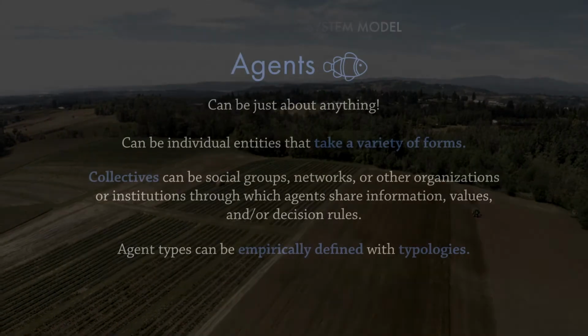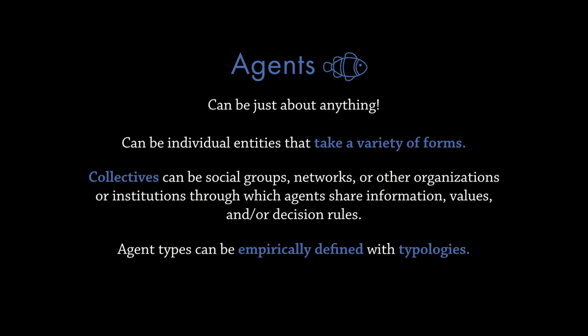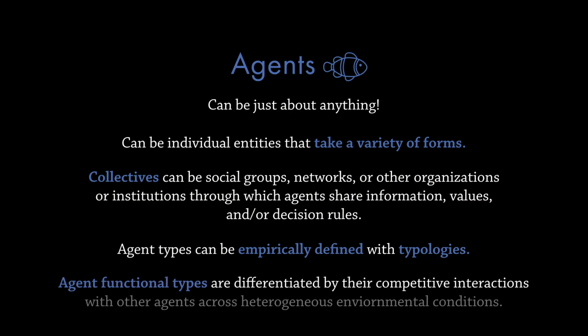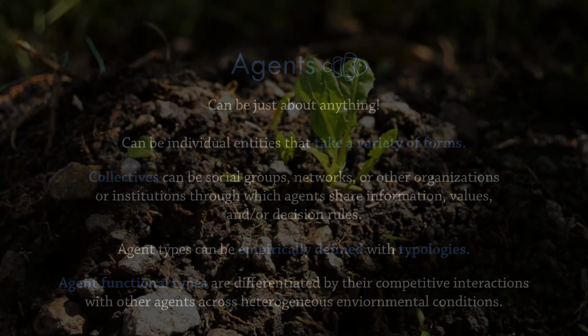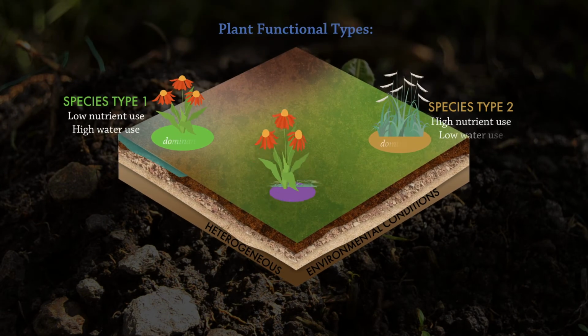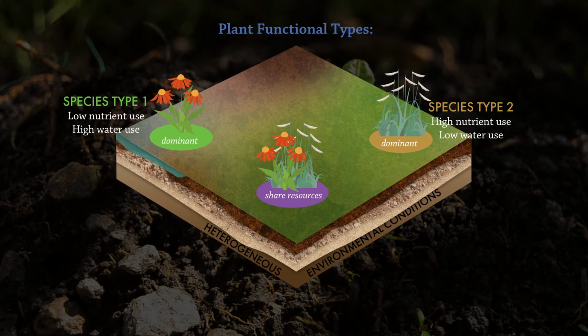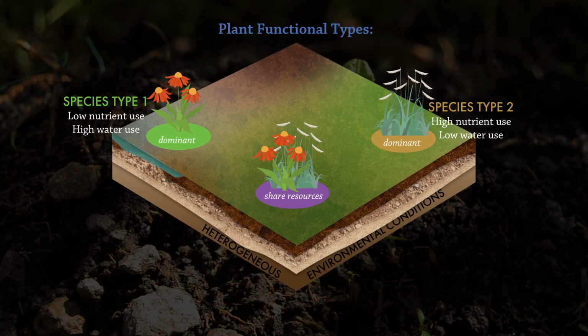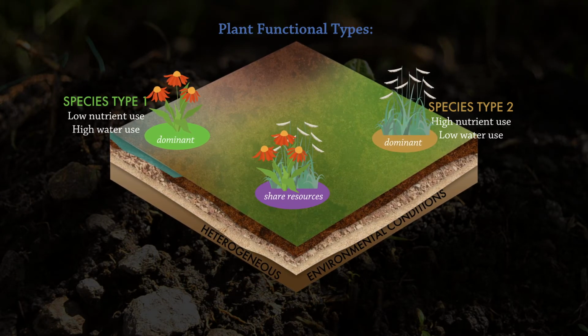Finally, there's a relatively new concept of agent functional types. These are similar to typologies, but agents are differentiated by their competitive interactions with other agents across heterogeneous environmental conditions. Agent functional types are based on the ecological concept of plant functional types. Briefly, multiple species can coexist in the same environmental space, but they compete more or less effectively across the varied conditions observed in that environmental space.